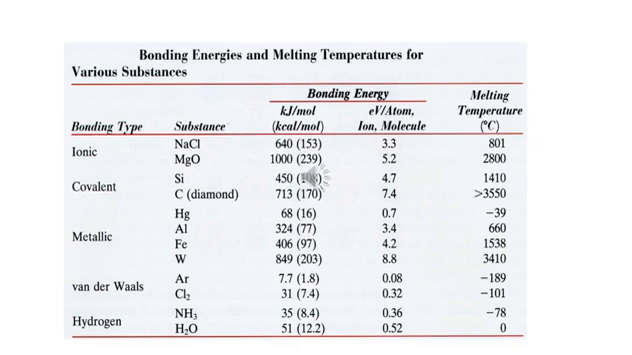This table summarizes the effect of bonding on a property like melting temperature. You notice that metallic bonds, covalent bonds, and ionic bonds have high melting temperatures because of the nature of the bonding, while van der Waals bonding and hydrogen bonding have low melting temperatures.